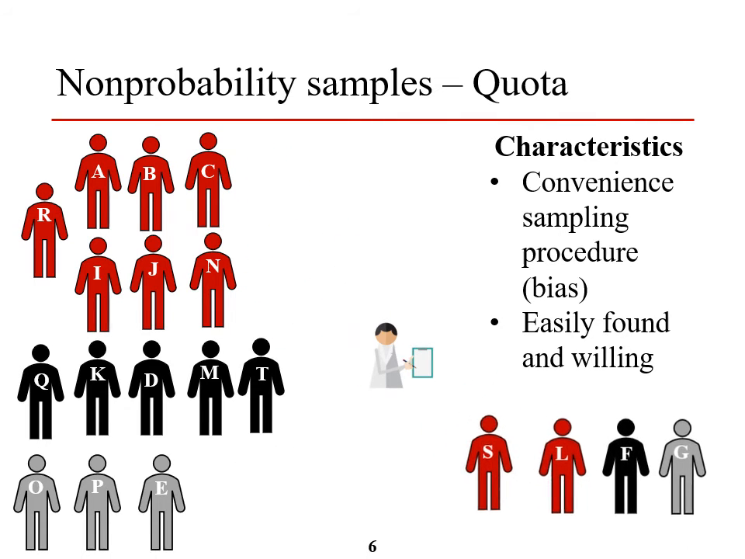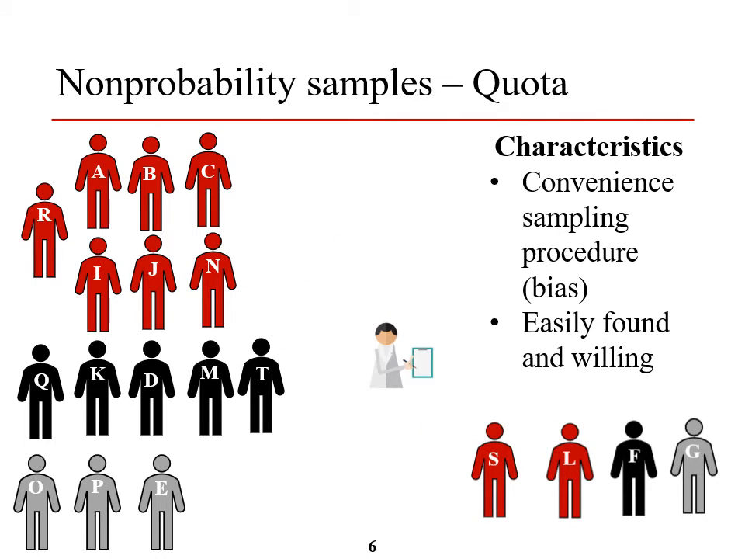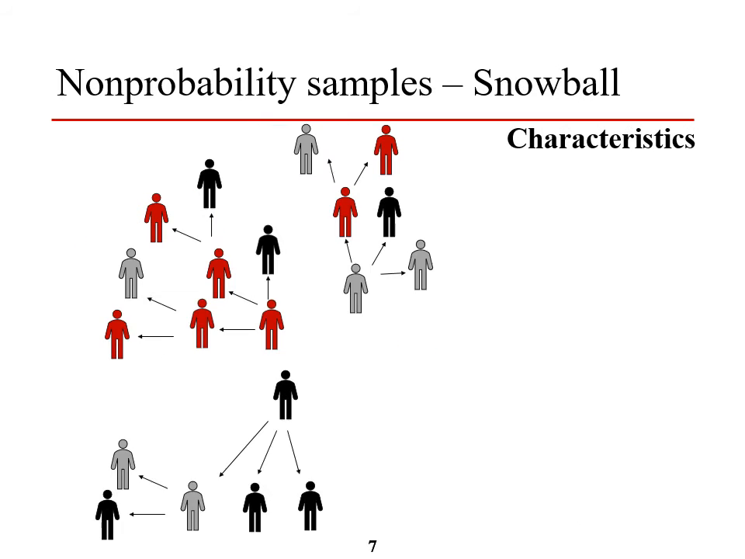So in our case, it would be the S and the L in the red subgroup, the F in the black subgroup, and the G in the gray subgroup. Our next sampling technique is the snowball sampling technique, where research participants recruit other participants for a research study.